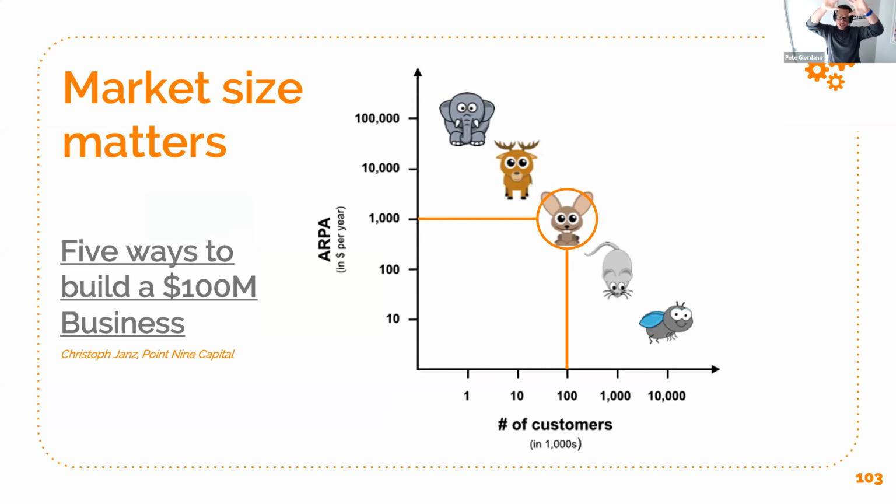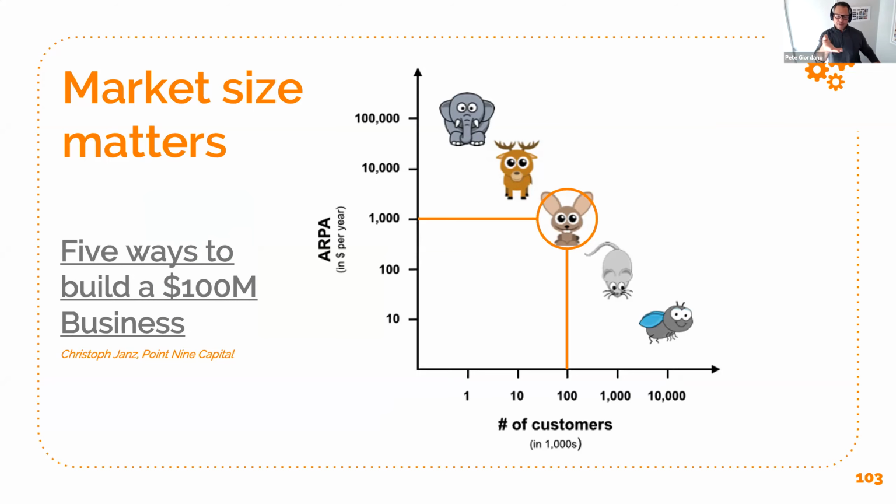Imagine this sphere of possible prices. Substitutes and complements give them some ideas. These are all out there. Well, market size matters. And there's an article I urge every one of you to read. I use this one a lot in my go-to-market talk. It's by Christoph Janz. It's called 5 Ways to Build a $100 Million Business. And it's very simple.